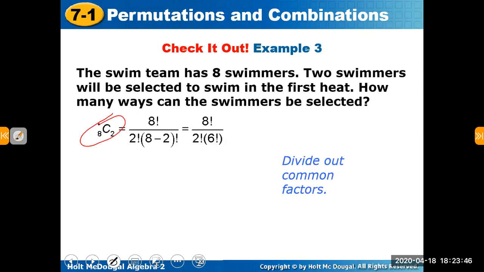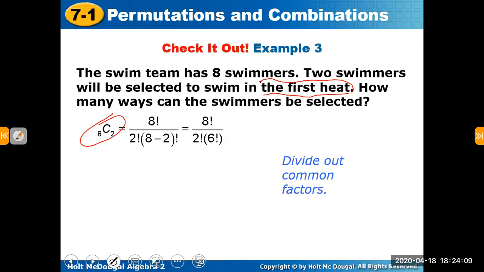There might be some words or phrases they will give you to confuse you, like the first heat. This here has actually no meaning or relation to order. This is just the first round. So this has nothing to do with order. Some people might get confused, so just check that out.